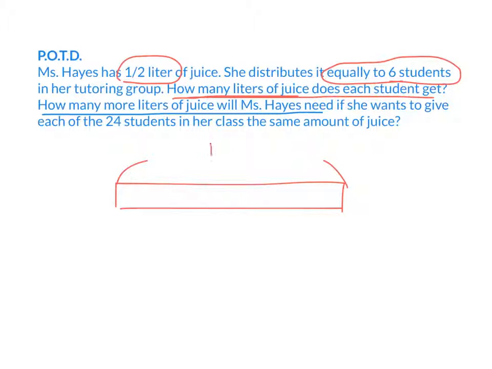Remember, for word problems, we always draw models or diagrams. And she has to split that half liter into how many equal size sections? 6. So let's do that. And we're trying to figure out how much one student will get. Are we doing addition, subtraction, multiplication, or division? Good. What's our whole? How much are we starting out with? 1/2. And we're dividing it into how many equal sized portions?